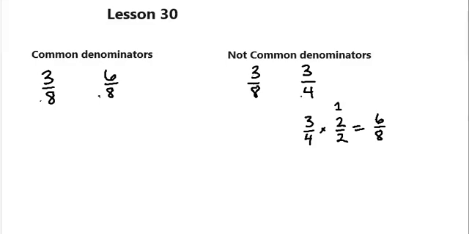Now, 3/8 and 6/8 do have common denominators. That makes it nice if I was trying to compare. If I said, what is more, 3/8 or 3/4? It would be easier to compare 3/8 and 6/8. We know that if the fraction denominators are the same, it's the same kind of fraction, then 6 is more than 3.